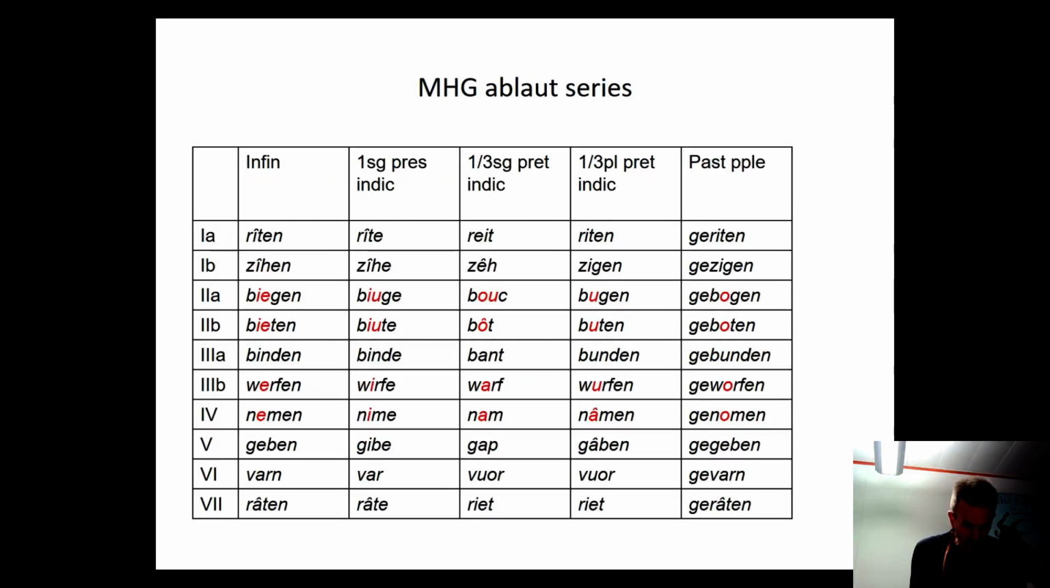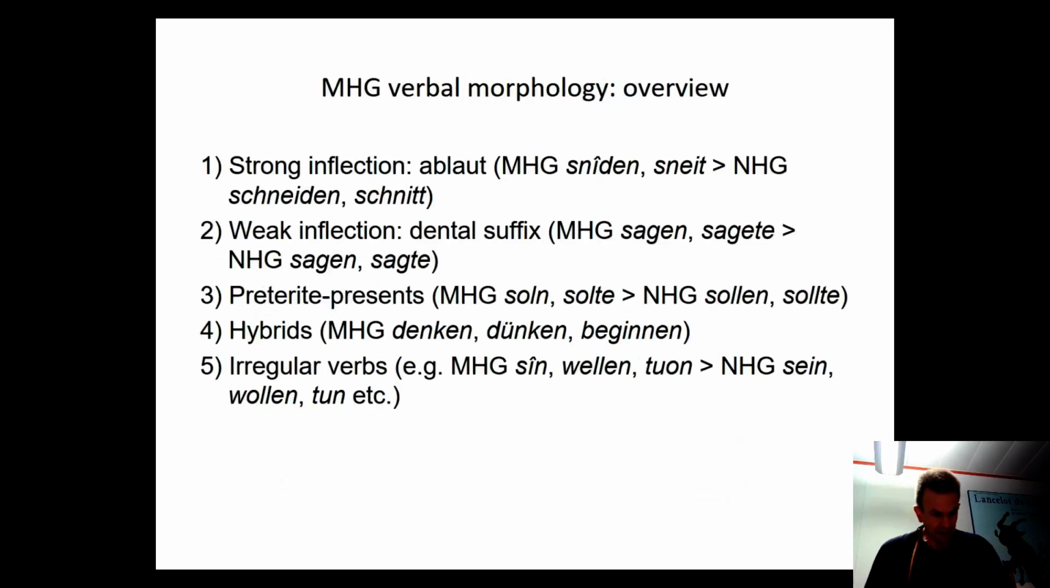In Middle High German, there are 7 recurring constellations of such alternations, which are known as Ablaut series, Ablautreihen, and have caused sleepless nights for a generation of German students learning them. Come back to that in a minute.